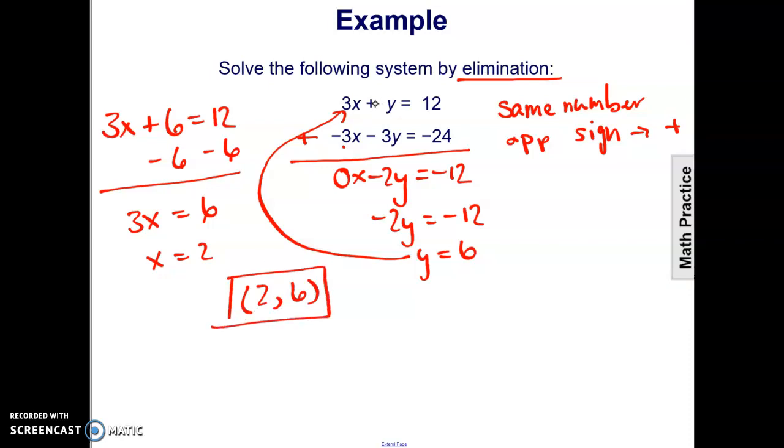To check this, I plug it into both equations. 3 times 2 is 6, plus 6 equals 12. That's good. Negative 3 times 2 is negative 6. Negative 3 times 6 is negative 18. Negative 6 minus 18 is negative 24. Check, that one's good. My answer is good to go.